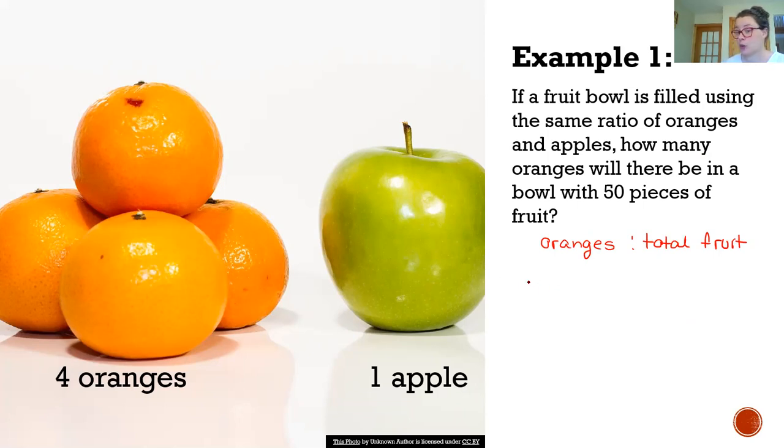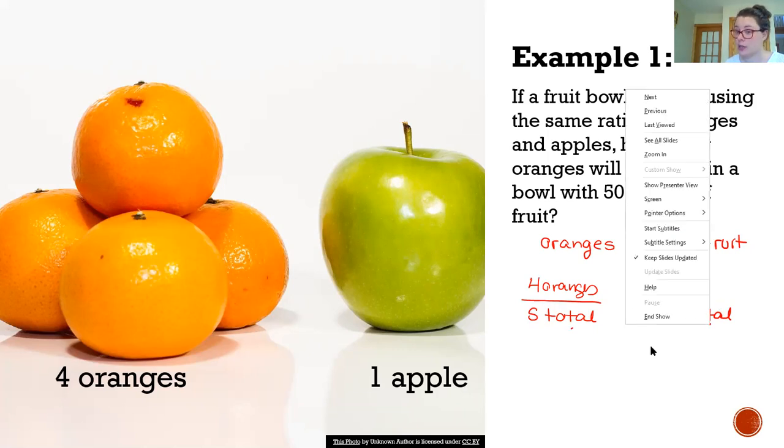So, well, we know there's 4 oranges to 5 total. We know there's 4 oranges to 5 total fruits because we can just take that from our picture. There's 4 oranges here. We have 1 apple. There's 5 pieces of fruit total. Well, if I have a bowl full of 50 pieces, I have 50 total. You'll notice I'm matching up the units, total on the bottom, total on the bottom. Matching your units is going to make a difference.